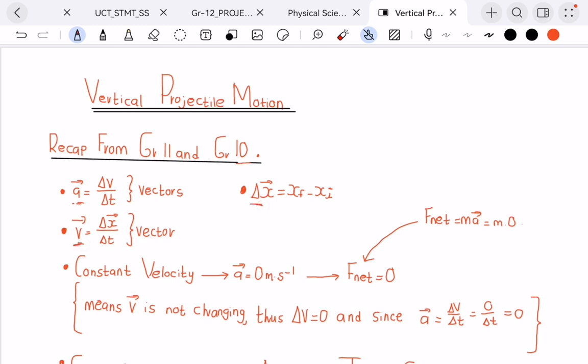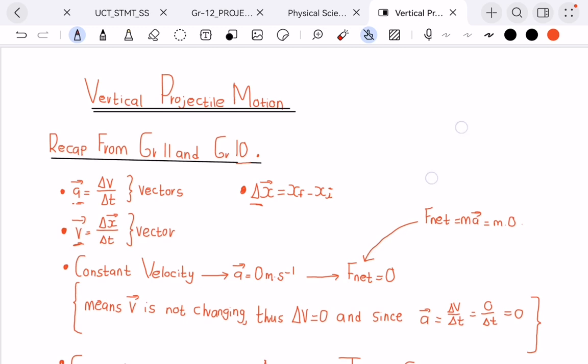So we said that acceleration is the change in velocity over the change in time, and we defined velocity. We said that velocity is the change in displacement over the change in time, and then we defined displacement as the change in position. So in other words, acceleration basically means how much your velocity is changing, meaning that let's say I was traveling at 6 meters per second, and now I'm traveling at about 12 meters per second.